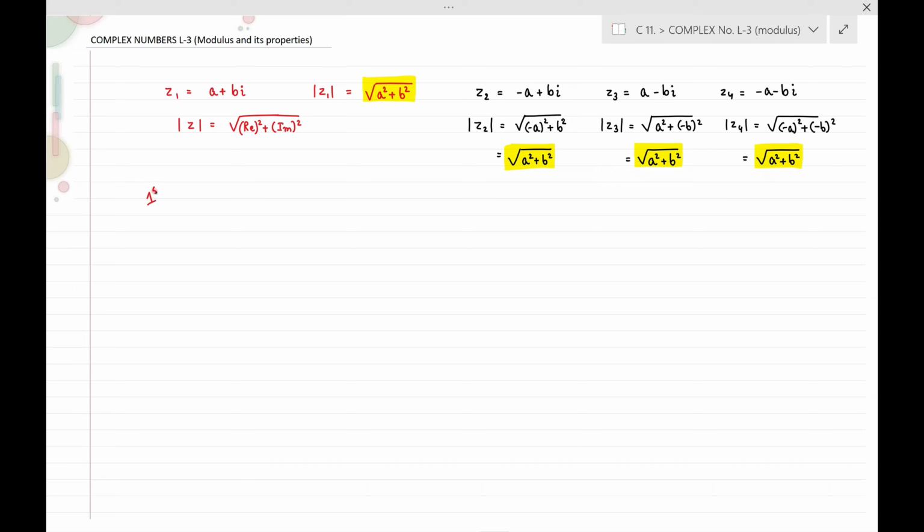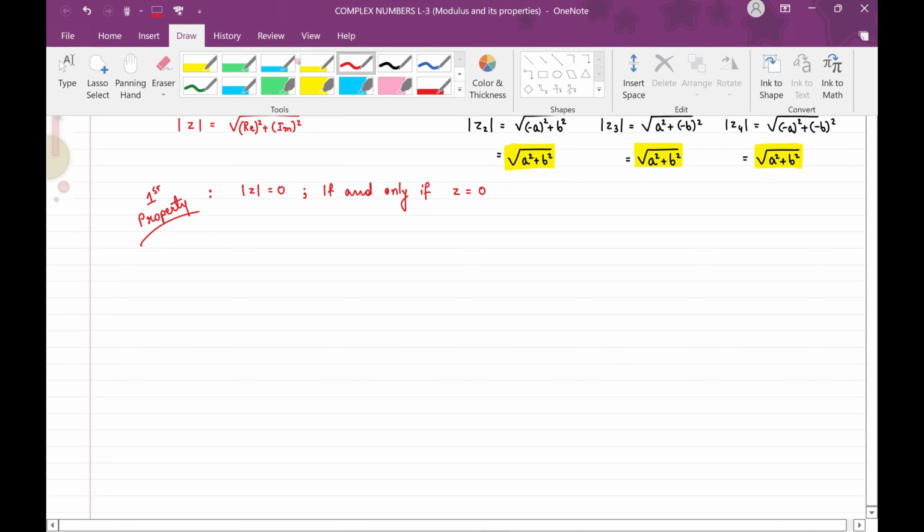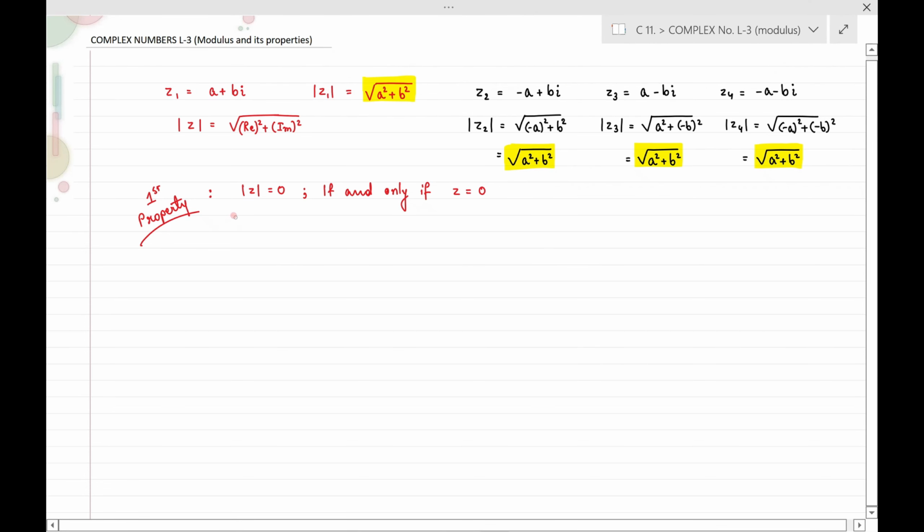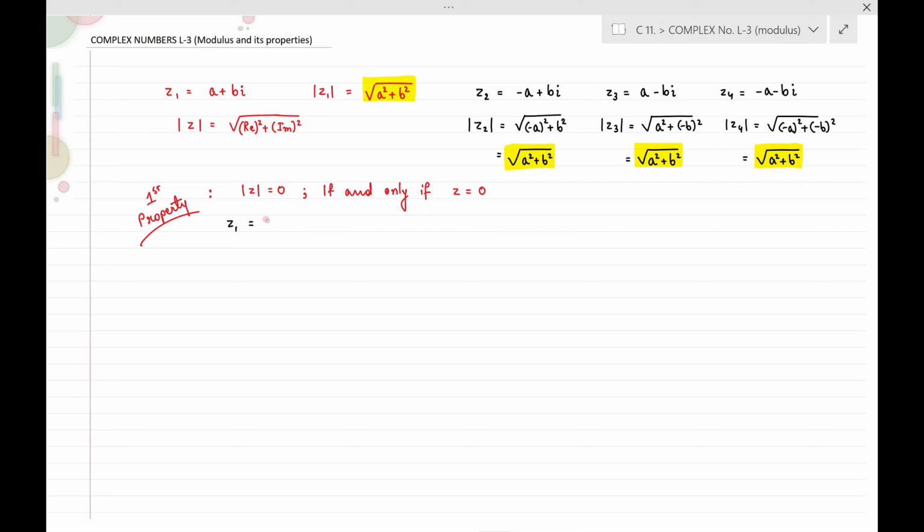The first property of modulus is that mod of a complex number is equal to 0 if and only if the whole complex number is equal to 0. Now let us consider some situations under this section. Case number 1: let us consider a complex number z1 where the real part is a but the imaginary part is considered as 0.